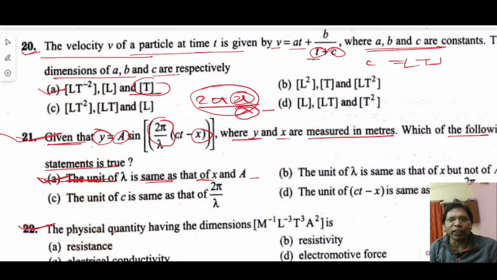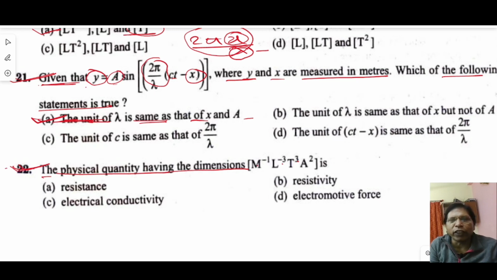Now question number 22. The physical quantity having the dimensions M^-1 L^-3 T^3 A^2. Look at this. Resistance is not correct. Resistivity is also not correct. Electromotive force, no. Only electrical conductivity has this dimension.